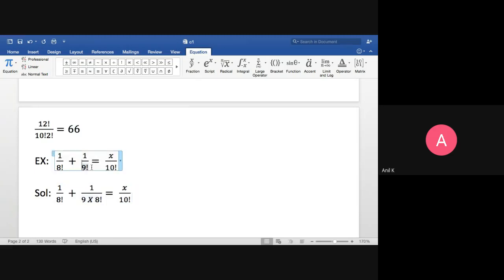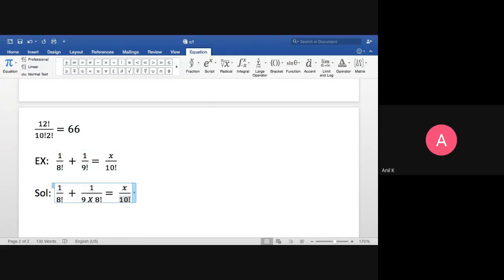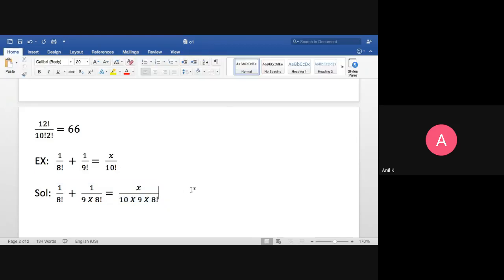Here in the denominator we have 9 factorial. 9 factorial we can write as 9 into 8 factorial. Even here, 10 factorial you can write as 10 into 9 into 8 factorial. What is the use of writing like this? There is one use.